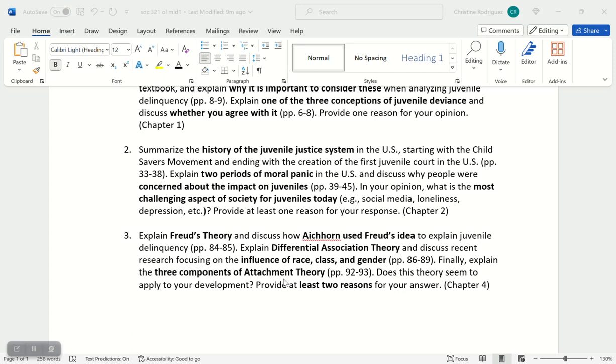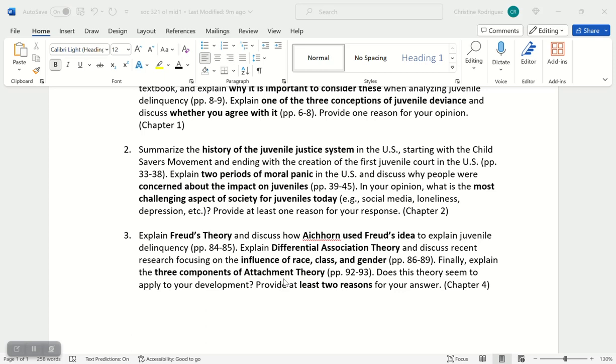Does this theory seem to apply to your development? Provide at least 2 reasons for your answer. Maybe attachment theory does seem to apply to what you went through, when you were a child or a juvenile or a minor? Maybe it doesn't. But just tell me your two reasons for why you think it does or it doesn't apply to your development. That is it.